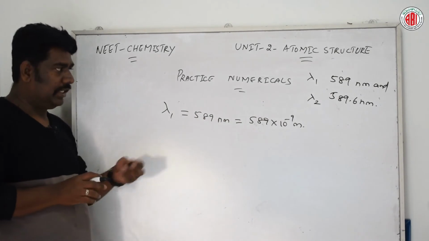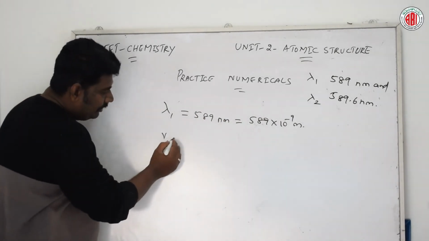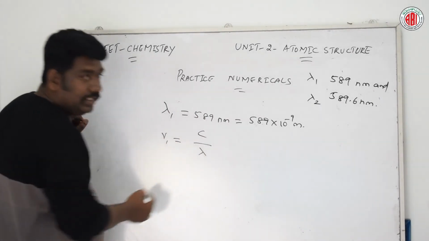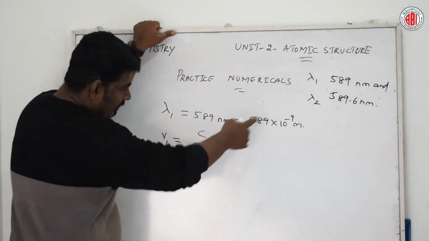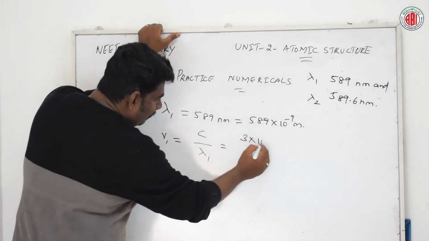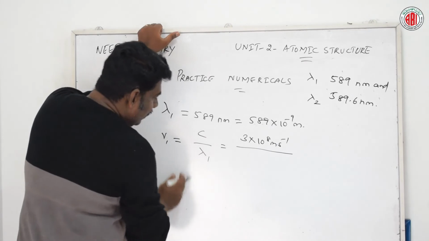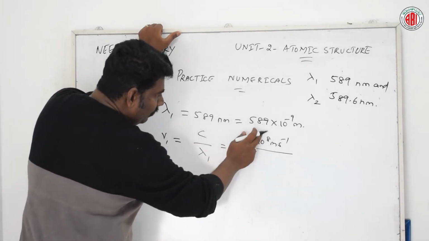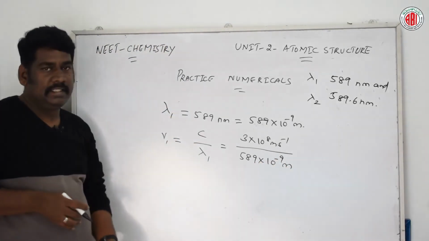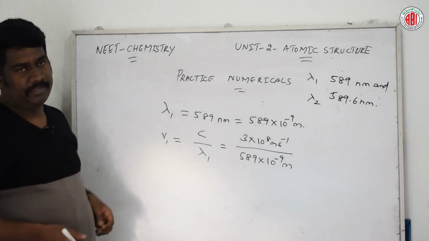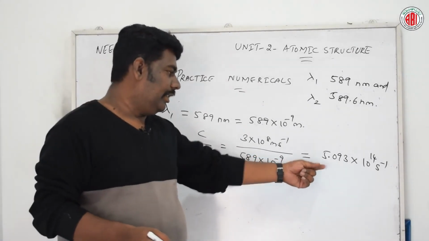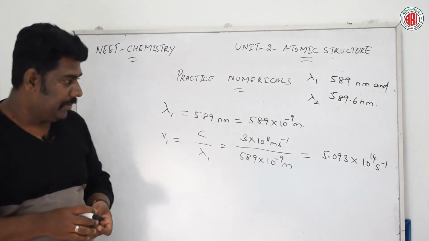Similarly, the second one also we should convert. Frequency nu 1 for the first transition is equal to C by lambda 1. So C is 3 into 10 to the power of 8 meter per second, divided by the lambda value that we have converted into meter, 589 into 10 to the power of minus 9 meter. Meter cancels, second is left over. Simplifying this, we get the frequency nu 1 as 5.093 into 10 to the power of 14 per second.